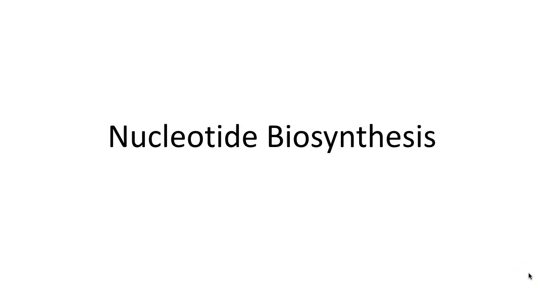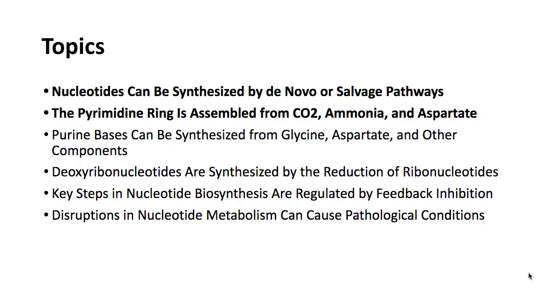Hello class, so this is the first part of the series Nucleotide Biosynthesis. In this first part of the series, we will be discussing that nucleotides can be synthesized by de novo or salvage pathways, and that the pyrimidine ring is assembled from carbon dioxide, ammonia, and aspartate.